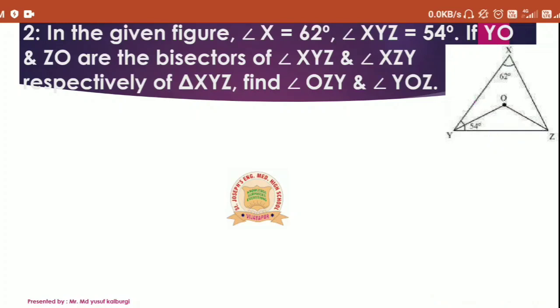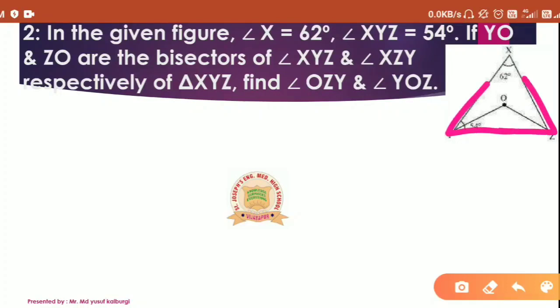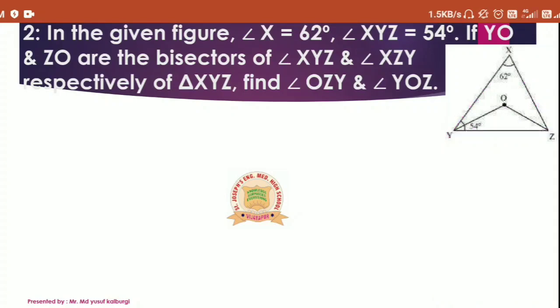And one more thing they have given. What they have given is that YO and ZO are bisectors of angle XYZ and angle XZY. They are the bisectors of these two angles. Bisector means they will completely divide them into two equal parts. So, of triangle XYZ respectively, you need to find angle OZY and angle YOZ. How to find these two angles?